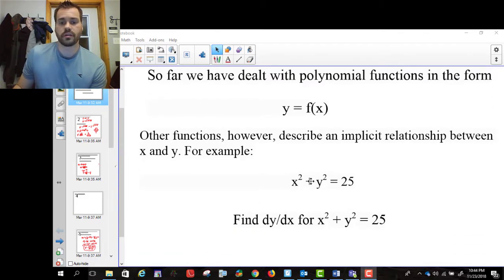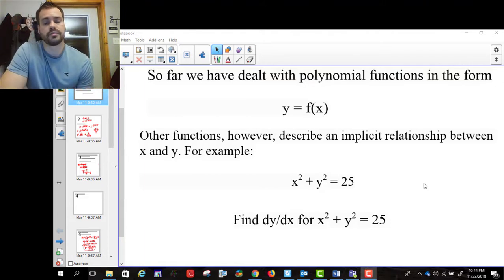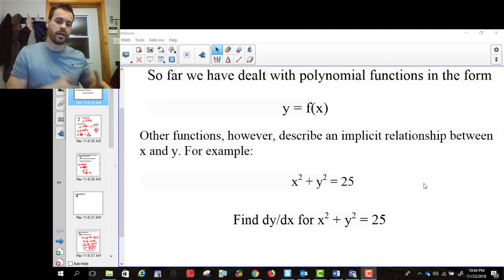This is just an equation of a circle. It's centered at 0, 0, and it has a radius of 5. Not that any of that really matters to what we're doing necessarily, but it's a relationship. There is something that's going to happen when x and y move. They're going to move according to that formula.